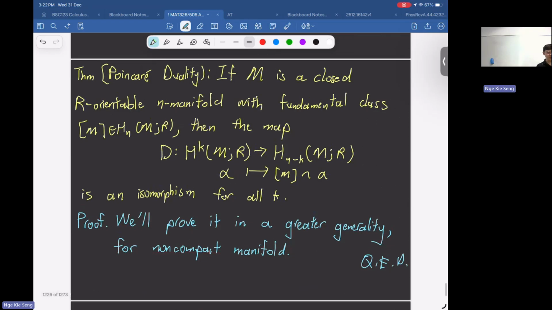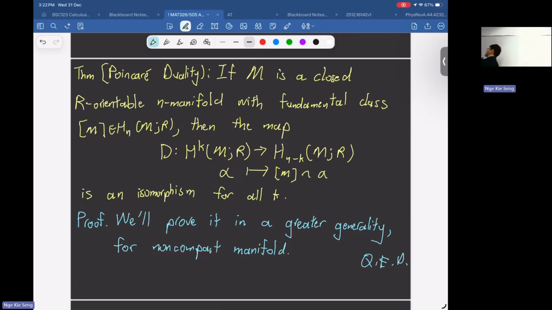Okay. Then we will have this Poincare duality. This is Poincare duality by using the fundamental class here. So you have a homology, and then you take the cap product between the homology with the fundamental class, which is a homology, then you get a homology in n minus c.